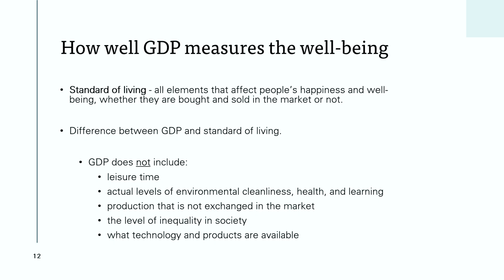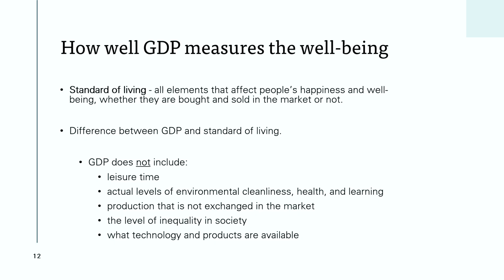Second is environmental quality, health, and education. GDP rises when we spend more on healthcare, but it does not measure whether people are healthy. It also does not reflect clean air, safe water, or access to quality schooling. Third is non-market production. Activities like cooking at home, taking care of family, or volunteering contribute to our well-being, but they are not bought or sold in the market, so they don't show up in GDP.